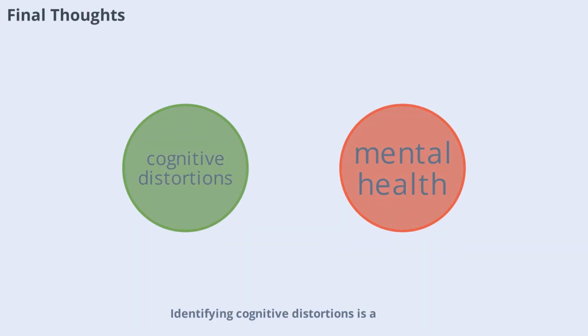Identifying cognitive distortions is a powerful step toward better mental health. By learning to spot and challenge these thinking traps, you can change the way you see yourself and the world. Remember, progress takes time and every effort counts. Keep practicing, stay patient, and know that you have the power to shape your thoughts in your life.